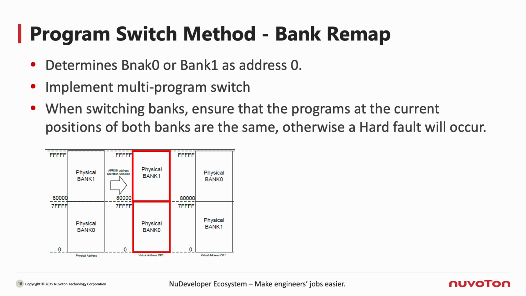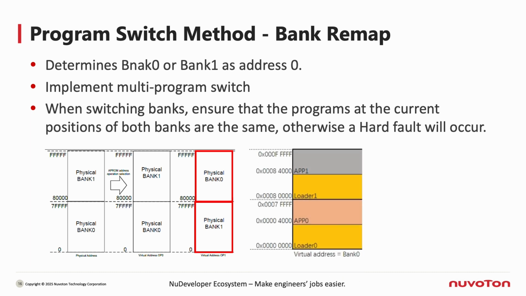The virtual address of bank 1 is 0x80000. When bank remapping is set to bank 1, the virtual address of bank 1 becomes 0, and the virtual address of bank 0 is 0x80000. When performing bank remapping in one bank to switch to another bank, it is important to ensure that the current locations of both banks have the same program. Otherwise, after the bank is mapped, continued instruction fetching will fail and generate a hard fault.